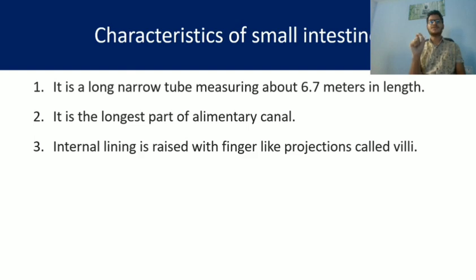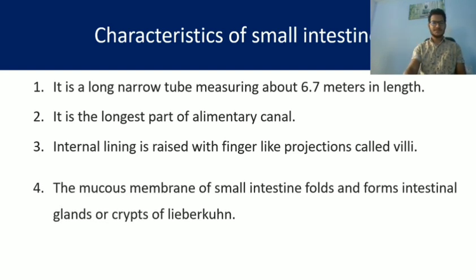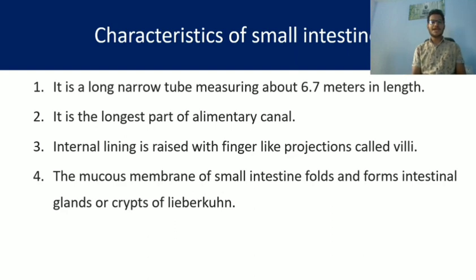As we know, complete digestion occurs in the small intestine and absorption of simplified food takes place in this region. That is why, to increase the surface area for absorption of completely digested or simplified food substances, there are villi. The mucous membrane of the small intestine folds and forms intestinal glands or crypts of Lieberkühn.